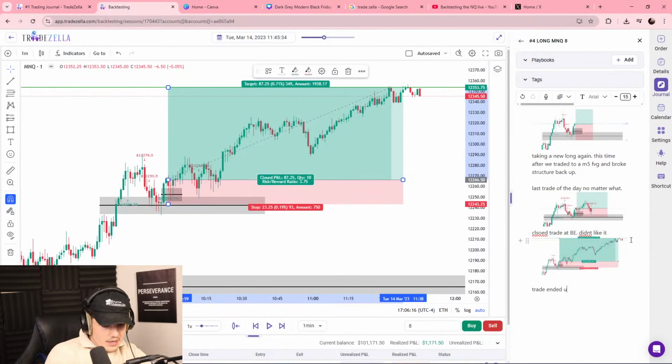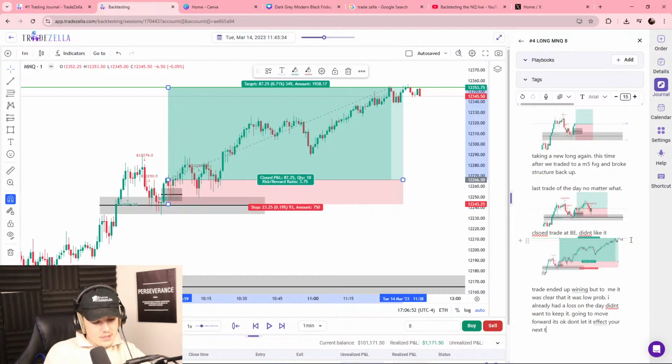Trade ended up winning, but to me it was clear that it was low profit. I already had a loss on the day, didn't want to keep it going to move forward. It's okay. Don't let it affect your next trade.